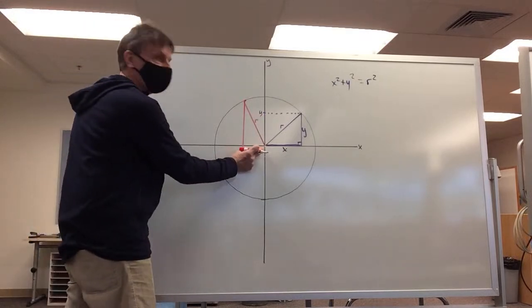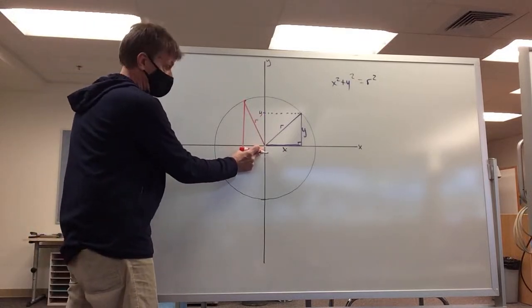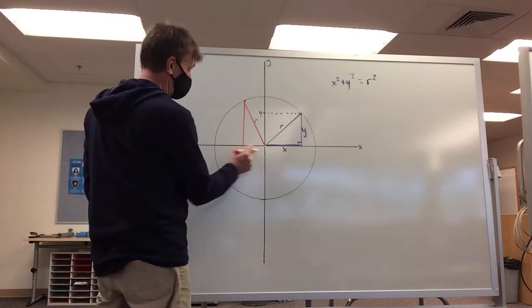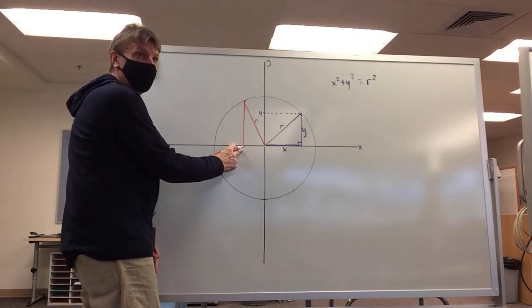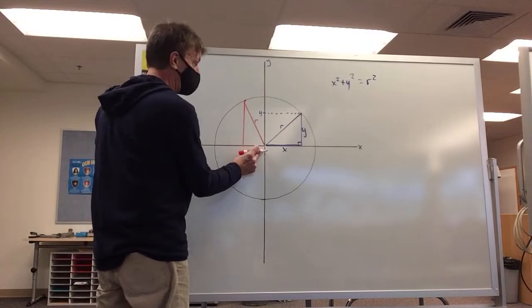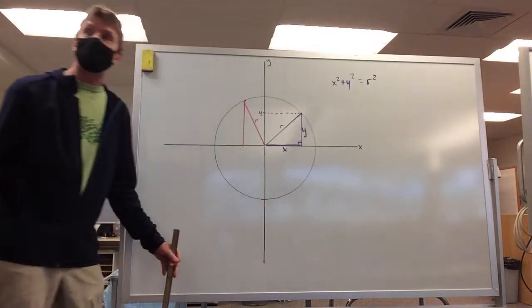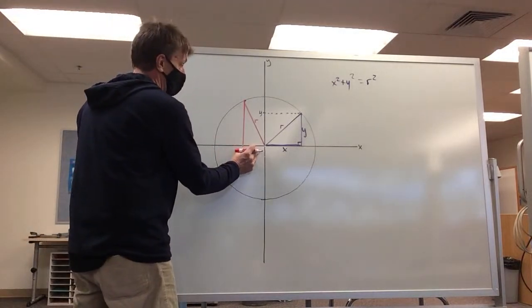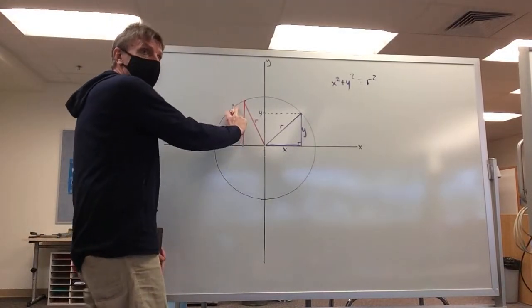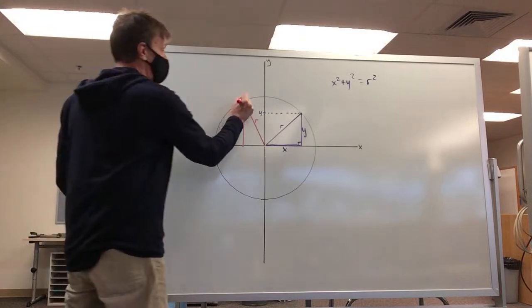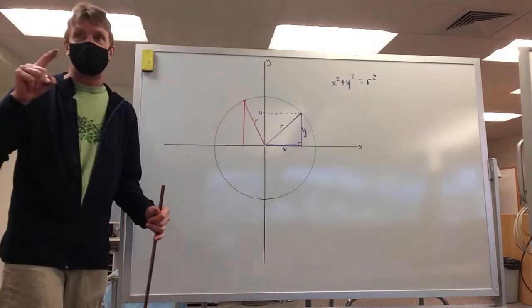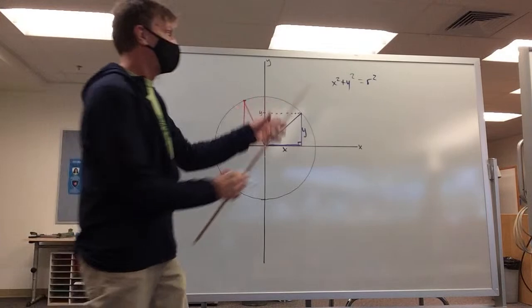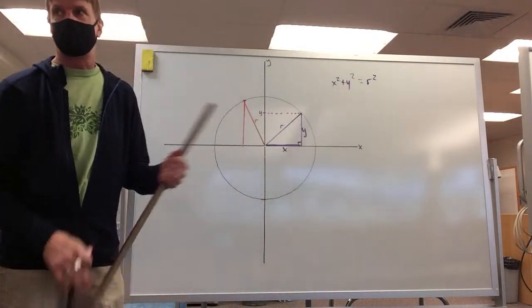How long is this side? It's x. I mean, that's a negative number, right? But it doesn't matter, because when I square it, it becomes positive to give me a length squared. And then this is y. So now I have another point on my circle, which is defined by x squared plus y squared equals r squared.